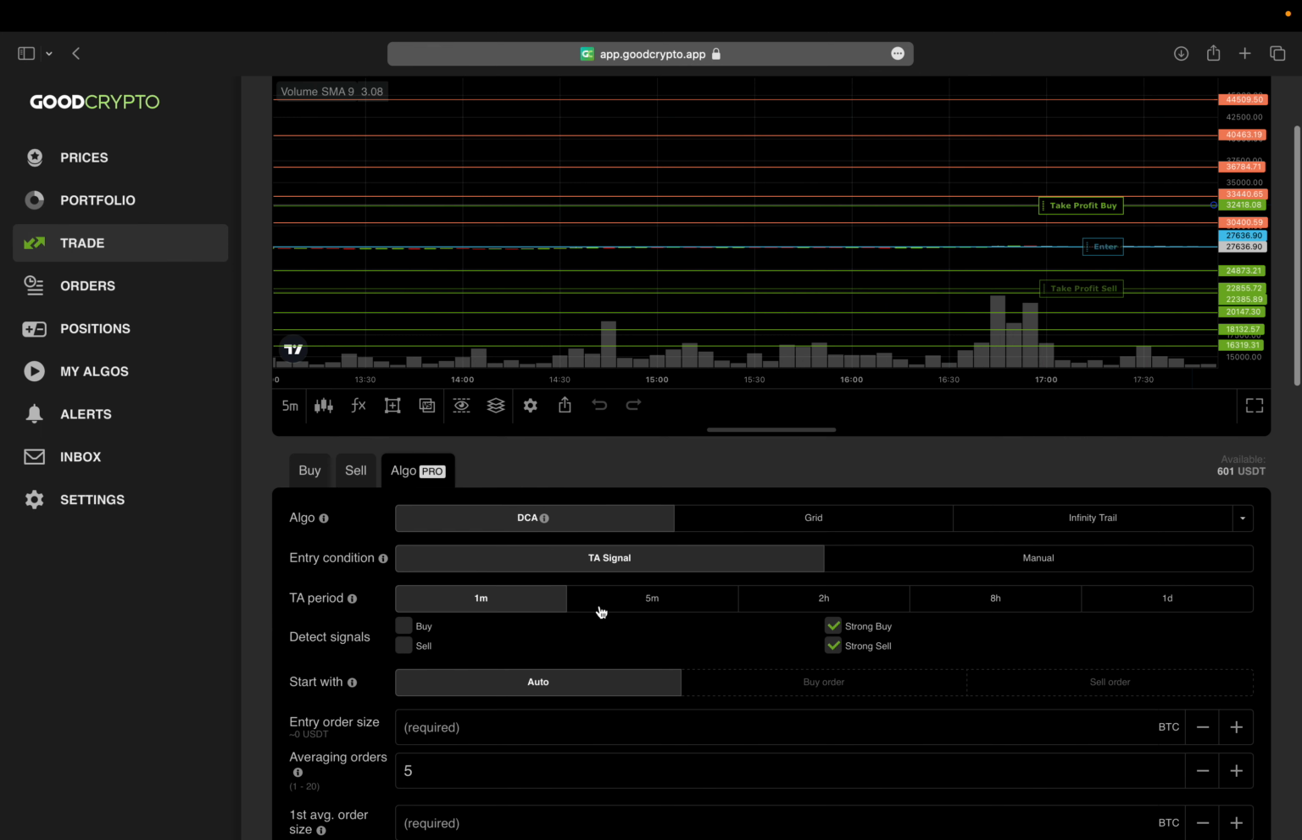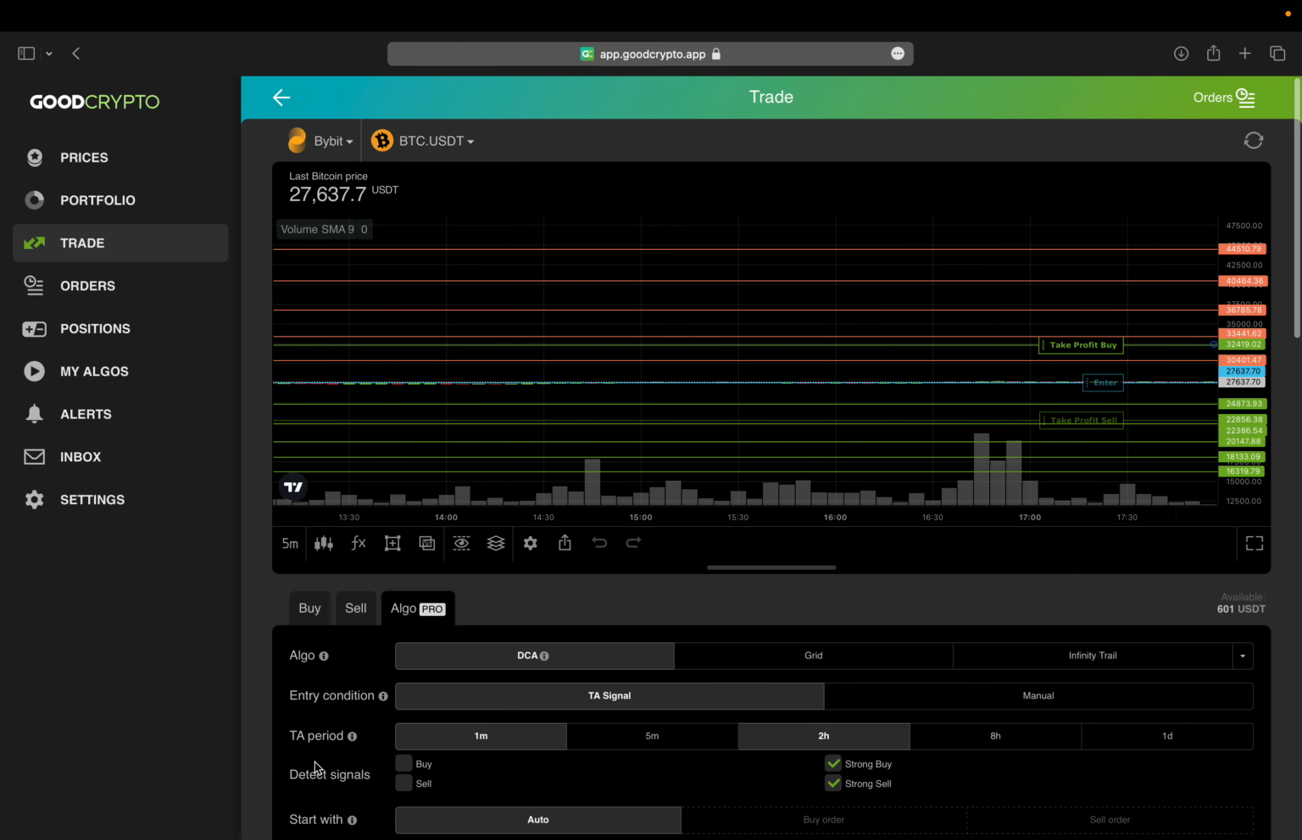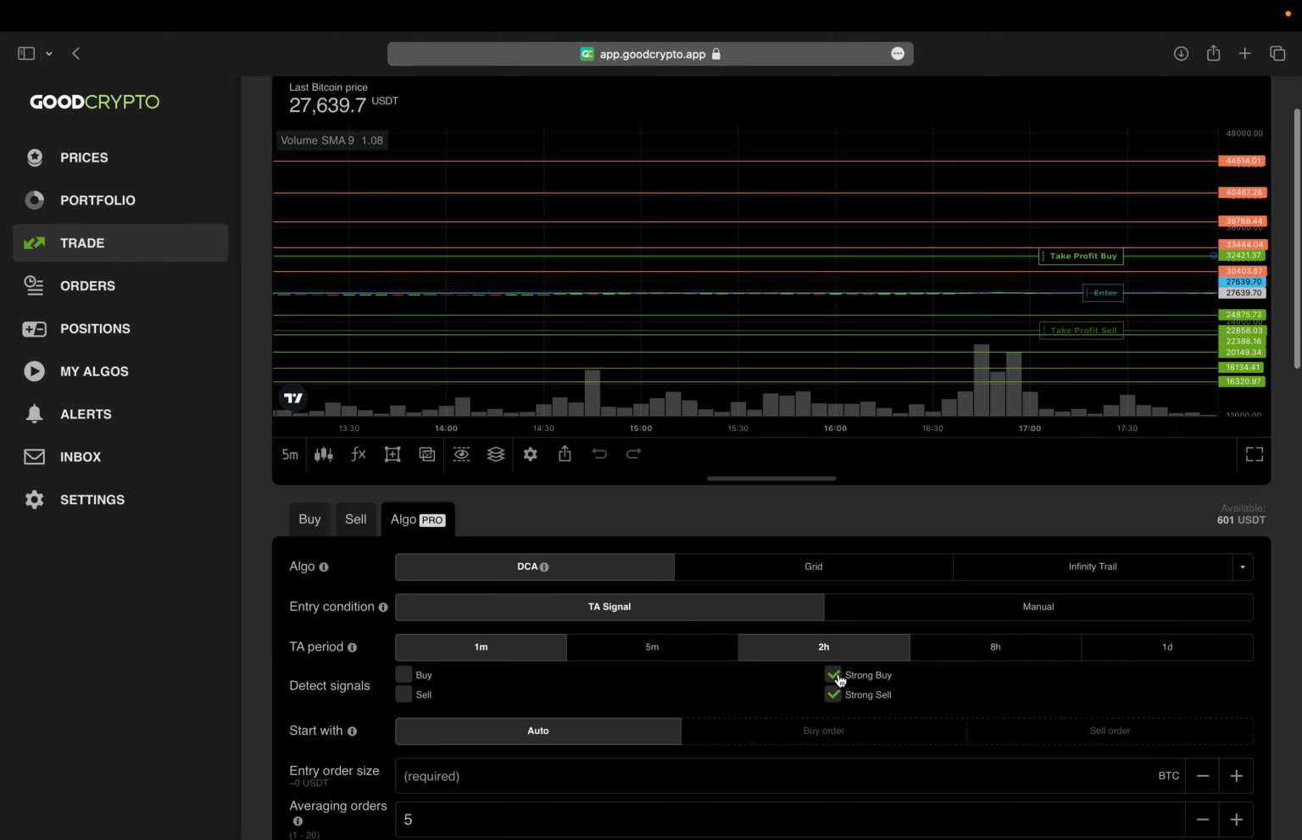Now, in this case, you don't have to choose between them. You can choose several of them, or all of them, or any combination. So if you choose 1 minute and 2 hours and strong buy and strong sell, that would mean that the DCA will wait until, on the BTC USDT pair on Bybit, a strong buy or a strong sell signal appears on both 1 minute and 2 hour candles.